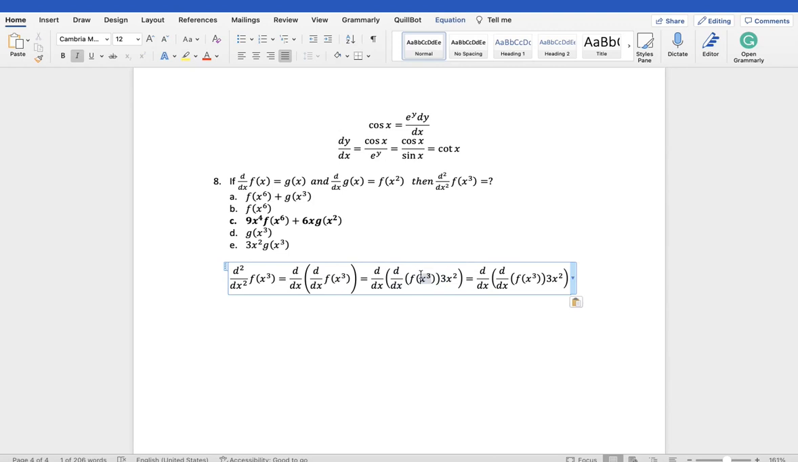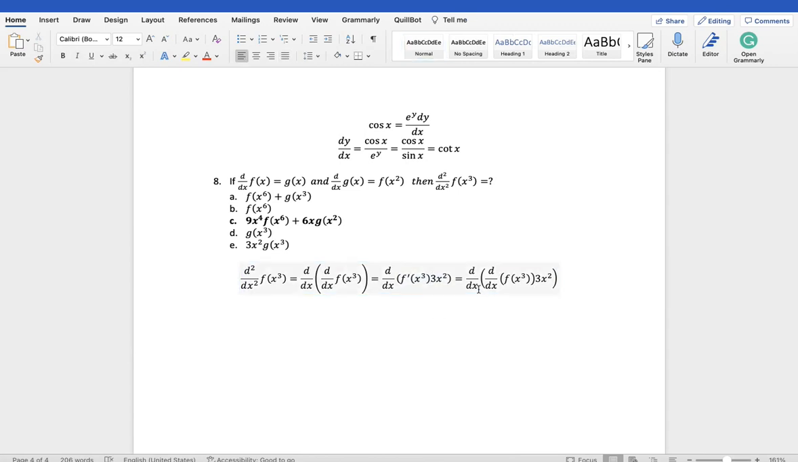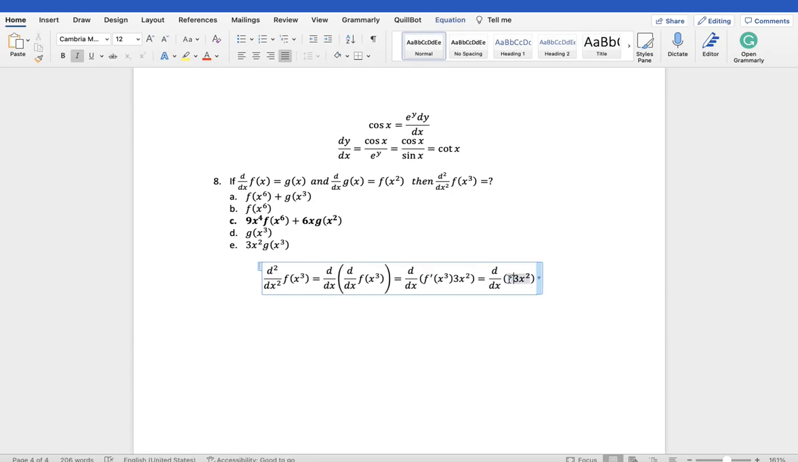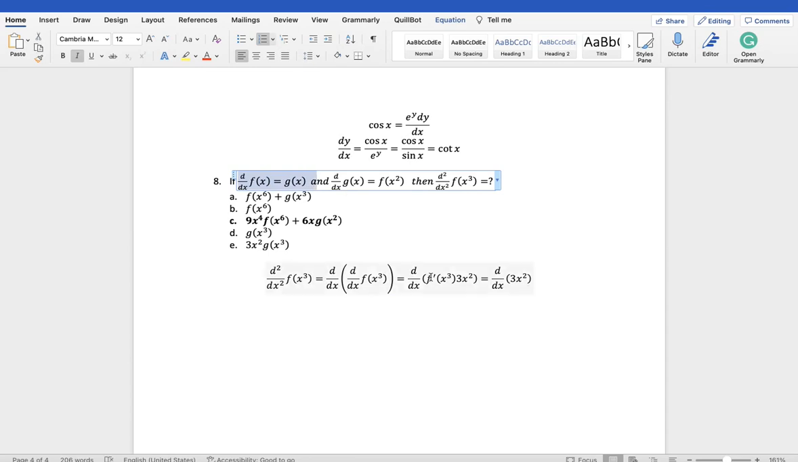Yes, that's what I wrote. So this d over dx of f can also be written as f prime of x cubed, right? Let me write it down like that so it makes more sense. The reason why I didn't want to write it down like this before is that I wanted you to see, from what you're given here, how we will apply it here.